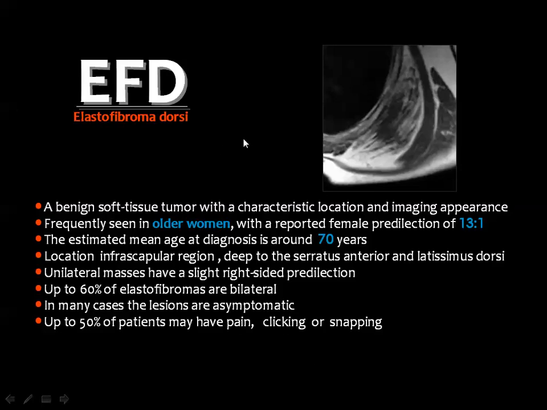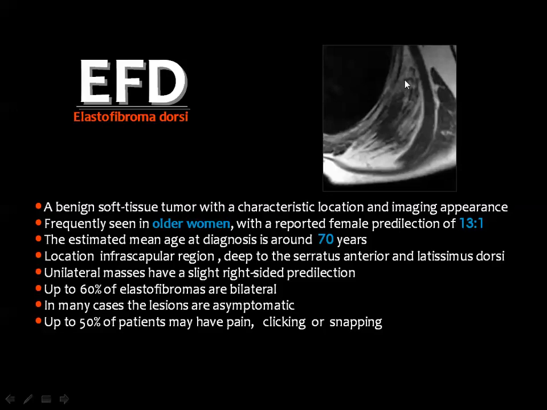Then the third one, which is a famous one known as elastofibroma dorsi, is a benign lesion with a characteristic site and a very characteristic imaging appearance. It is commonly seen in older women, and the female to male ratio is 13 to 1. The age of incidence is around 70 years, and it is seen as an infrascapular lesion deep to the serratus anterior and latissimus dorsi muscle.